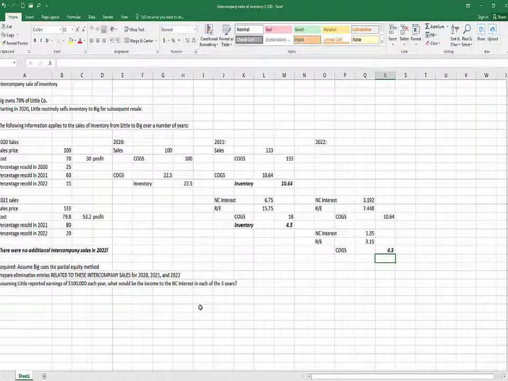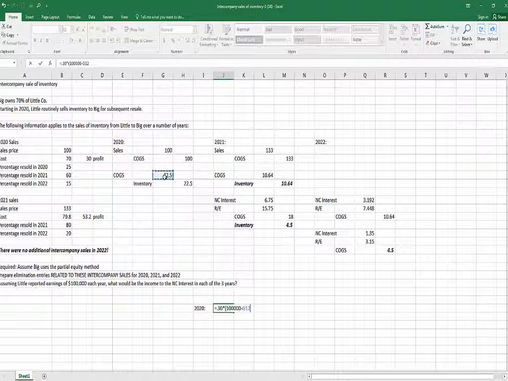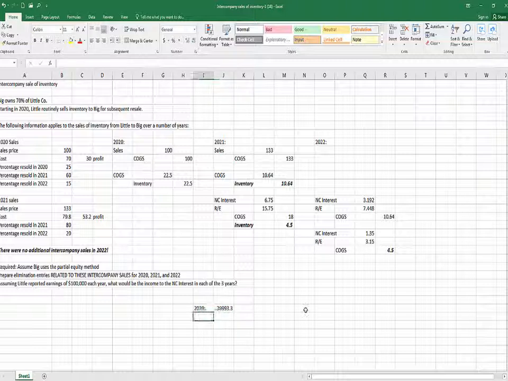Now, as far as the income to the non-controlling shareholders is concerned, in 2020, it's going to be their share, 30%. We start with reported earnings of $100,000, and we look at the elimination entries in 2020 and ask, how did these affect earnings? The only one of these that affected earnings was that 22.5 debit to cost of goods sold. So the non-controlling shareholders get their share, 30%, of the adjusted earnings, and the adjusted earnings are the reported earnings of $100,000 minus the 22.5 that was deferred.